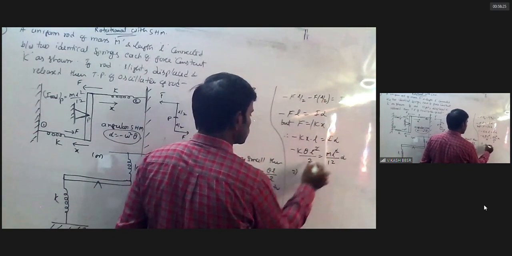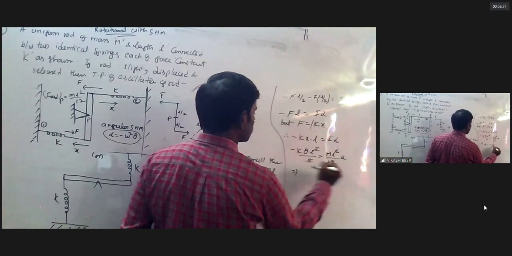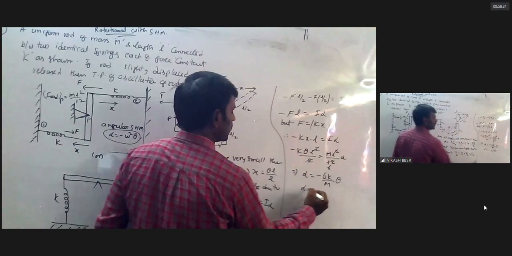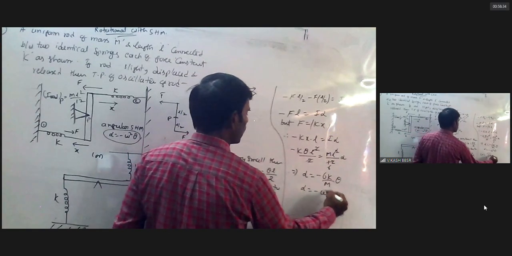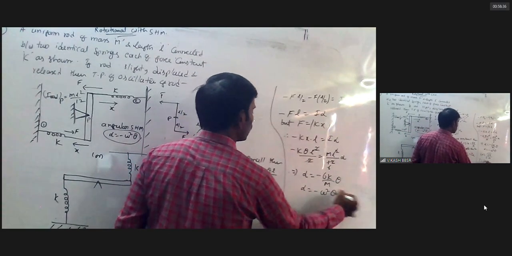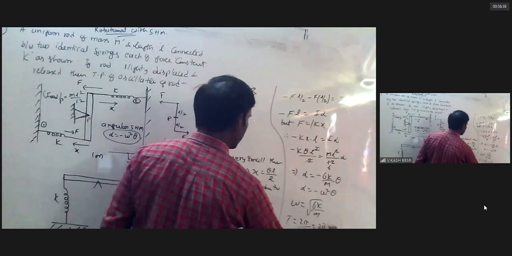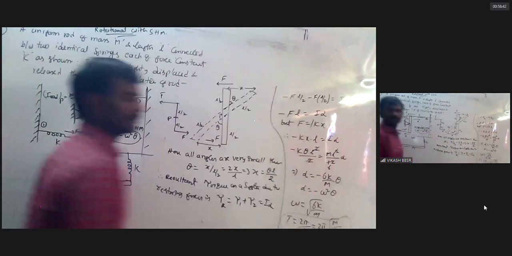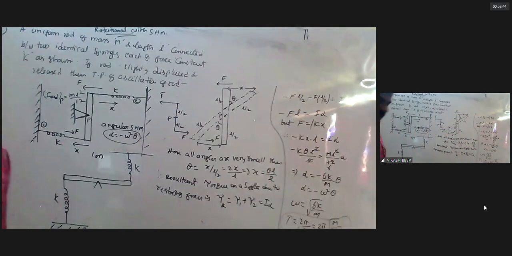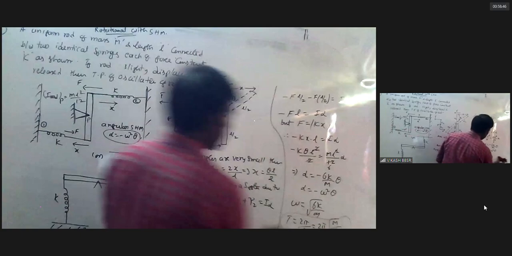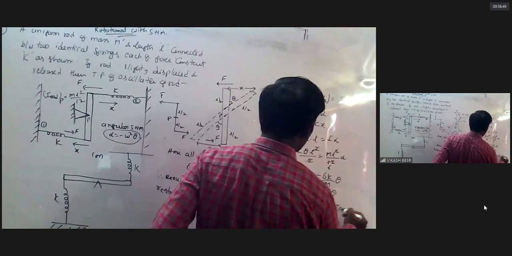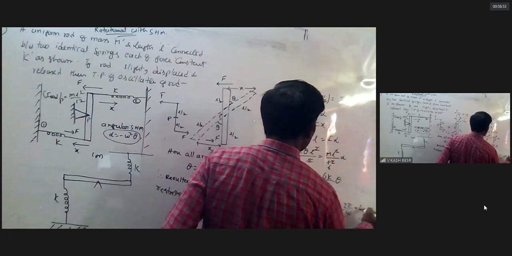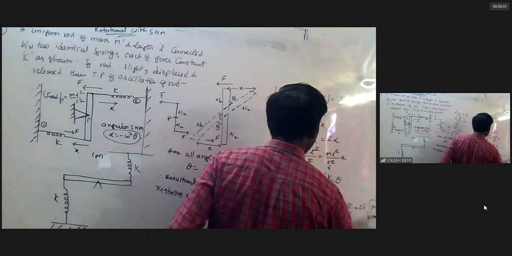Alpha equal to minus 6k by m into theta. It is in the form of alpha equal to minus omega square theta, so omega is root of 6k by m. T equal to 2 pi by omega equal to 2 pi root of m by 6k. See that formula here.